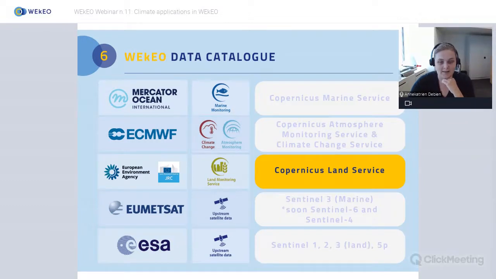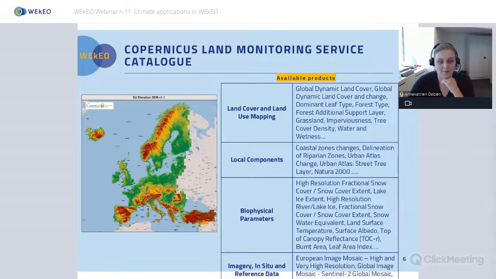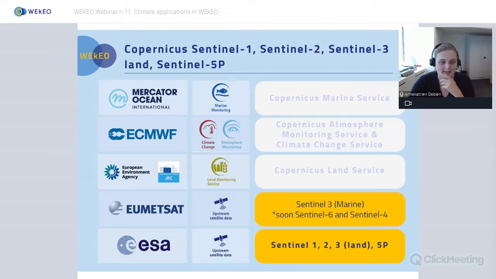Then you have the Copernicus Land Monitoring Service, which provides you with detailed information about land use and land cover, globally, at a European level, but also at a high resolution around river basins or rivers around urban areas. So you can get that information and use it as reference data for any kind of application that you may be developing.